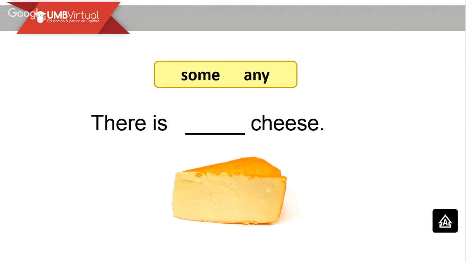There is cheese, some, any. What do you think is the correct option? Okay, there is some cheese. All right, perfect.